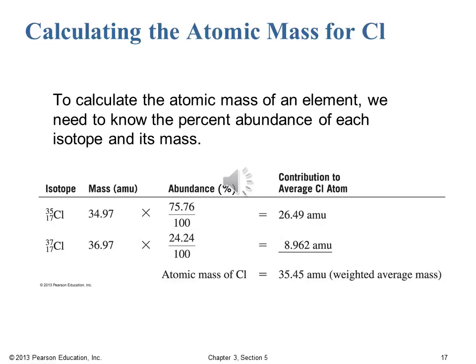When we consider that the chlorine-37, which has an atomic mass unit mass of 36.97, multiplied by the 24.24% abundance, again divided by 100 to make it a decimal, that contributes another 8.962 atomic mass units toward the average atomic mass, and we find that the weighted atomic mass of chlorine is 35.45. So it's a fairly straightforward process as long as you remember the steps and you're given the mass and percent abundance for all the naturally occurring isotopes of a particular element.